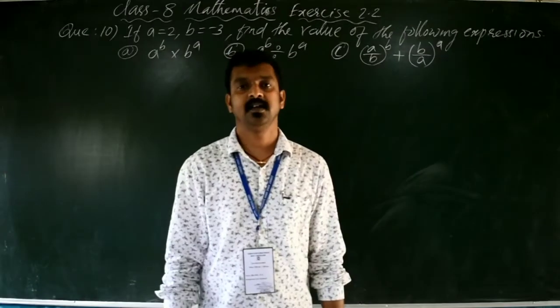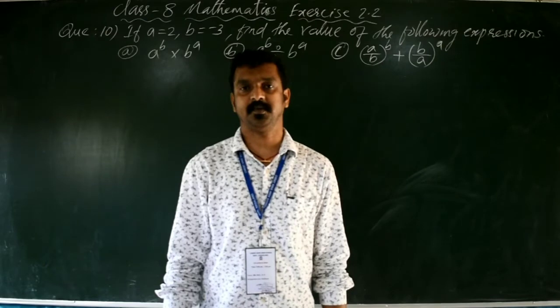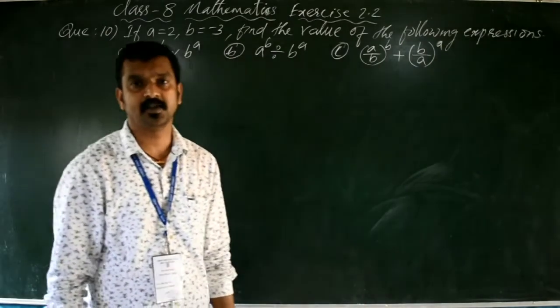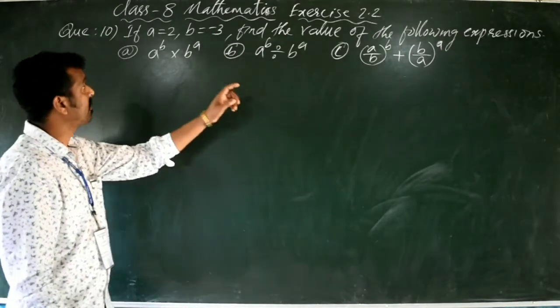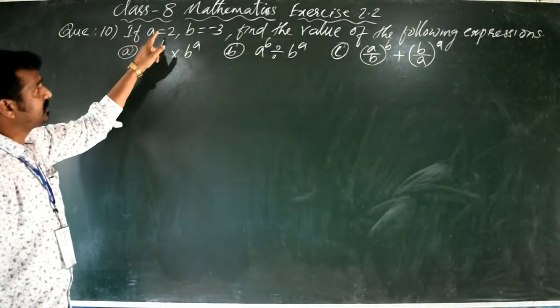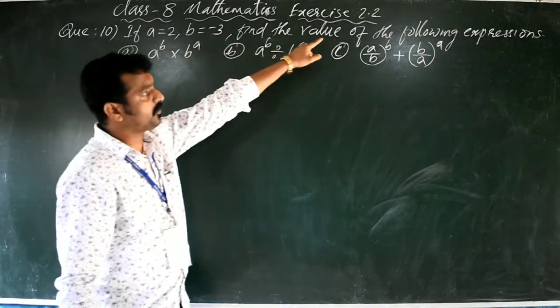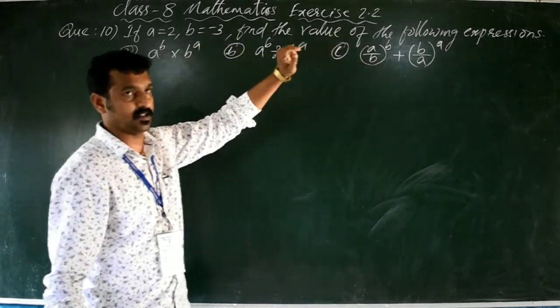Dear children, in the previous video I explained exercise 2.2 question number 9. Now I am going to explain question number 10. If a is equal to 2, b is equal to minus 3, find the value of the following expressions.